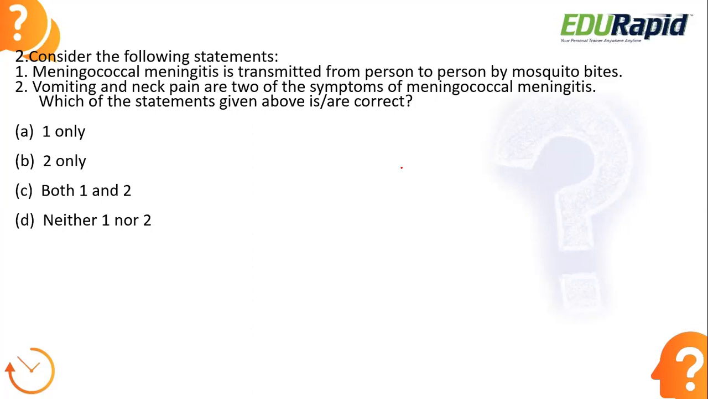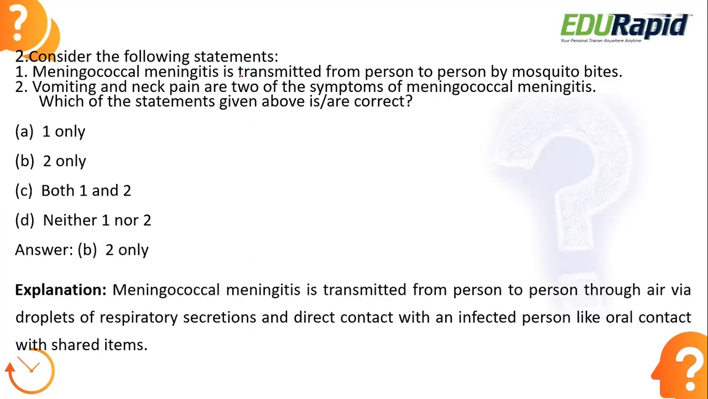Okay, now let us know about the right answer here. The right answer is option B, 2 only. So out of these two statements, the second statement is correct. Let us know about this here. Meningococcal meningitis is a bacterial disease which is basically transmitted from one person to another through air.